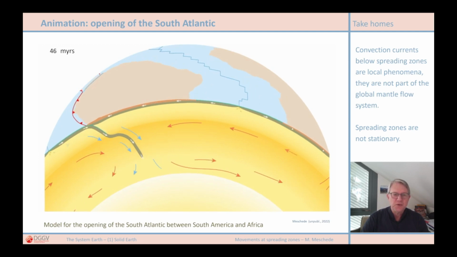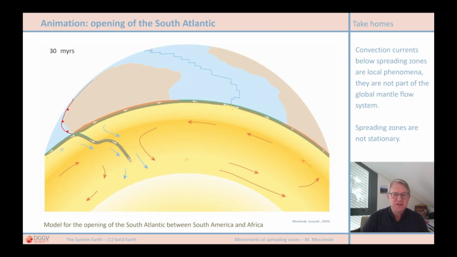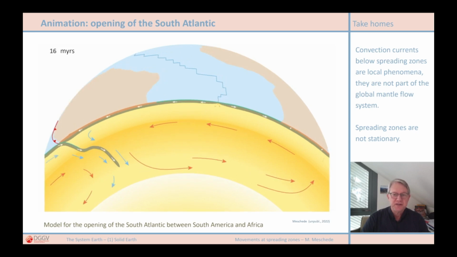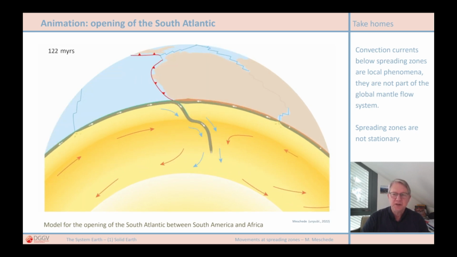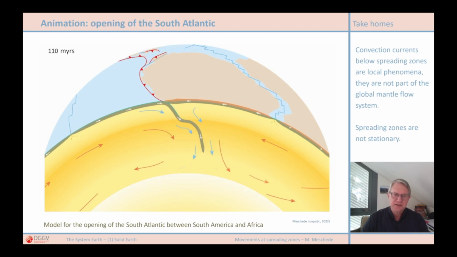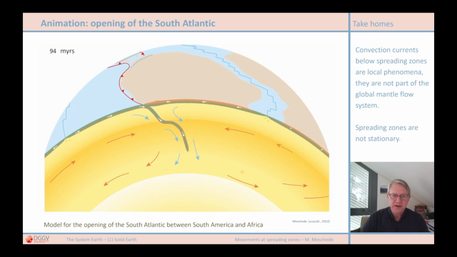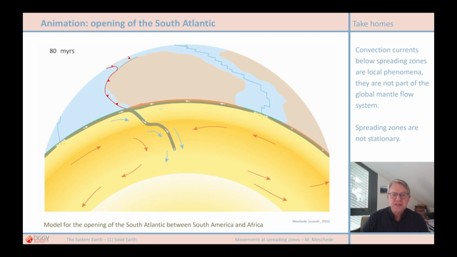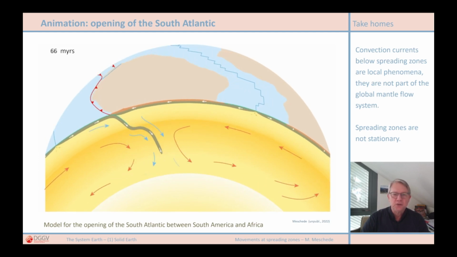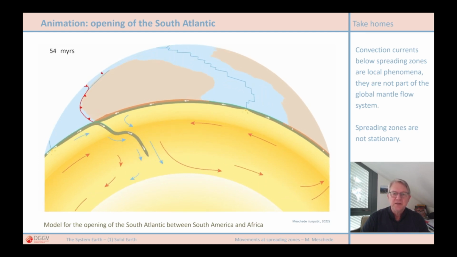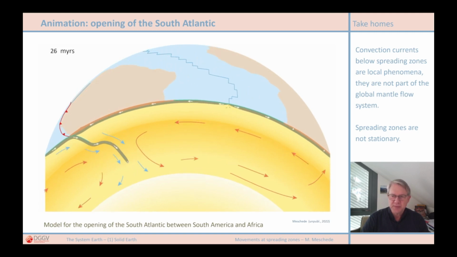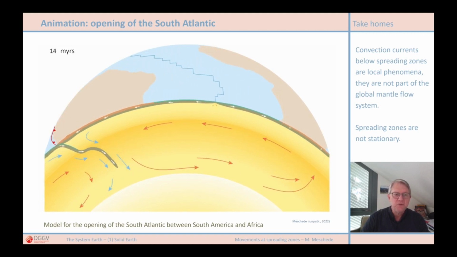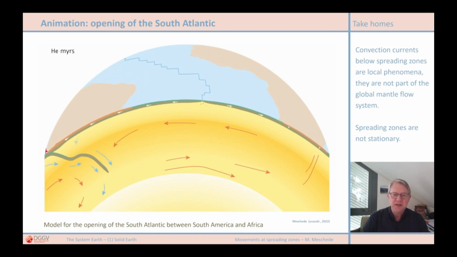And this results in the continuously changing position of the spreading center. In this case, it is also shifting westward, but only half as fast as the westward drift of the South American plate. This is exactly the same principle as what I showed earlier in the model. The spreading is relatively symmetrical, and with respect to the spreading zone, the plates move away from each other at the same speed.